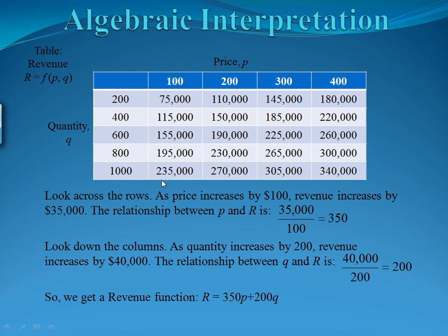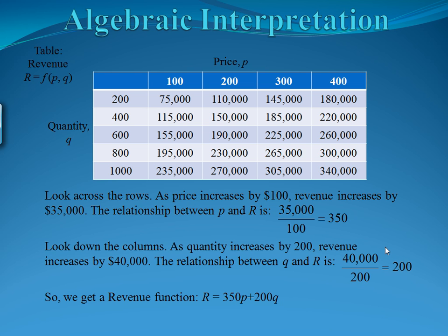So again, if we check it at the bottom, 195,000 to 235,000, that's a change of 40,000, again divided by 800 to 1,000, which is 200. So that gives us a factor for our quantity changing of 200. Now this particular table is nice because it's linear for both variables. Not all tables are this way, but if you're asked to construct an equation, they will be.